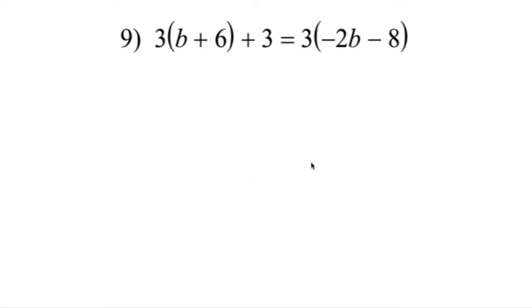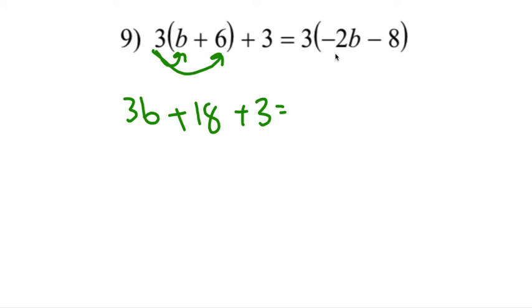All right, next one. These last two are probably the ones that have the most steps involved in them, so we will take our time on this. We see distributive property here and over here. So let's multiply this 3 through. 3 times b is 3b. And 3 times 6 is 18. Bring down the plus 3 equals over here. Multiply this 3 through. 3 times negative 2b is negative 6b. And one more, 3 times negative 8 is a negative 24.